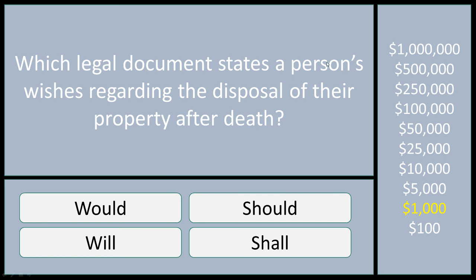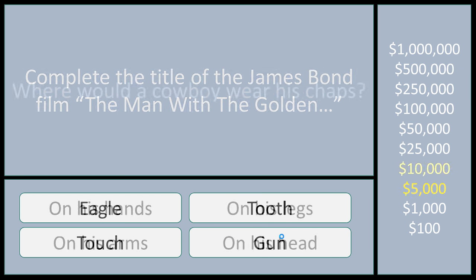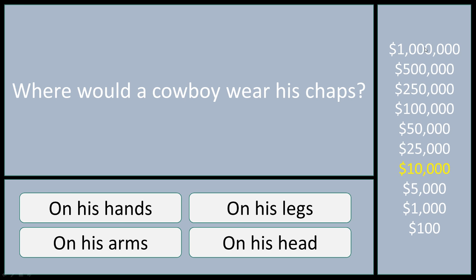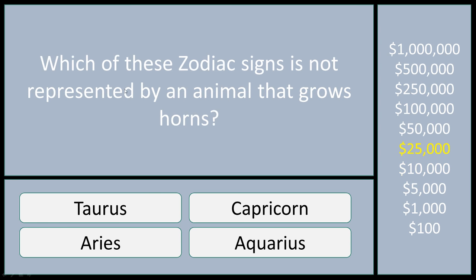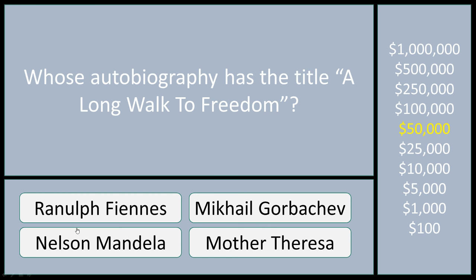Which legal document states a person's wishes regarding the disposal of their property after their death? Is it a would, should, will, or shall? Well, that's a will, so I'm going to click will, and it's going to keep me going. Complete the title of the James Bond film, The Man with the Golden Eagle, Tooth, Touch, Gun. Well, it's The Man with the Golden Gun. Click that. And notice it just keeps going up and up and up every single time. Which of these zodiac signs is not represented by an animal that grows horns? That would be Aquarius, because it's the dude pouring water out of a bucket. So click that. Long Walk to Freedom was Nelson Mandela.